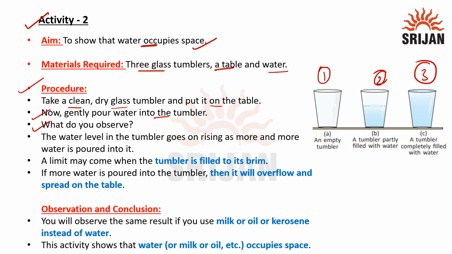What do you observe? The water level in the tumbler keeps rising as more and more water is poured into it. You can see here this is an empty tumbler. In image B, a tumbler partially filled with water, and in image C, a tumbler completely filled with water. A limit comes when the tumbler is filled to its brim, till here. Now if more water is poured into the tumbler, it will overflow and spread on the table. Do you agree? Of course.